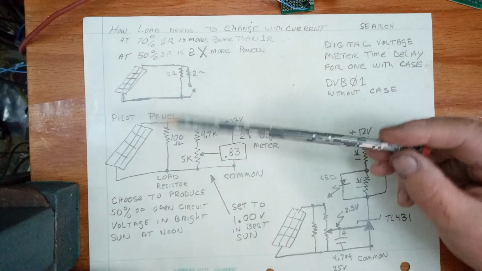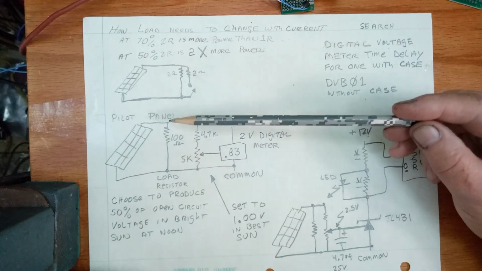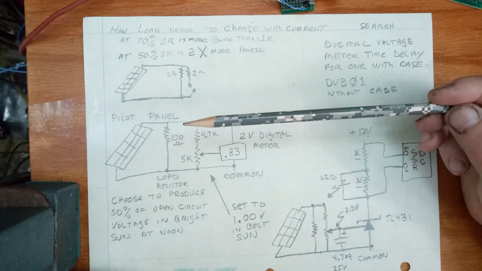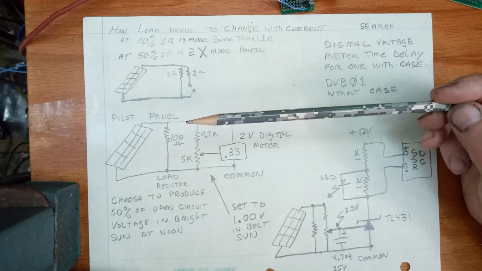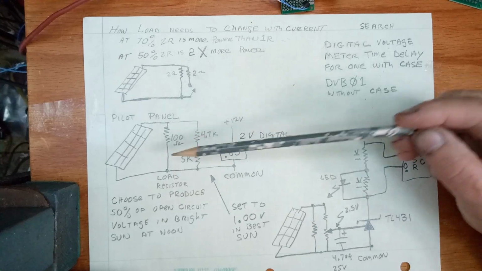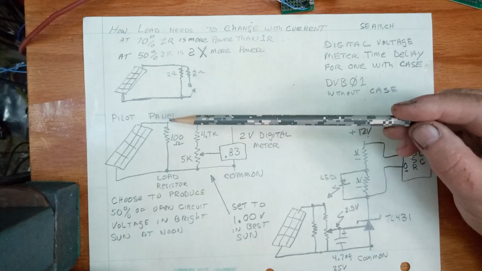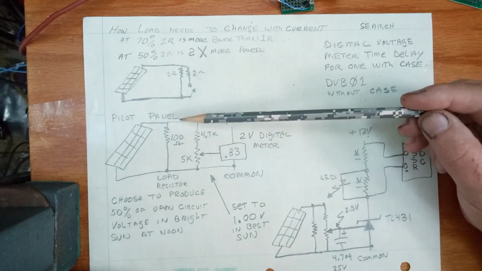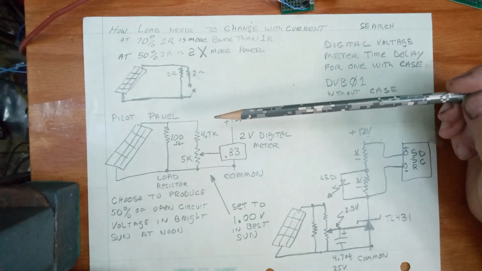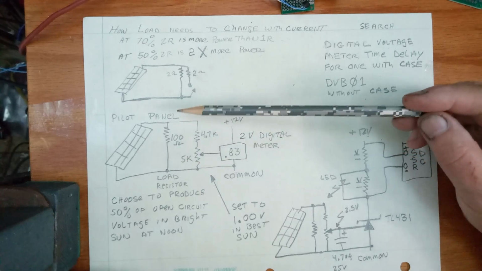So in my simple box over here, I have the pilot panel, and I load it down with a resistor. The resistor you want to choose is one where, in good sunlight, you get about 50% of the open circuit voltage. That makes sure you're always operating at the short circuit current. If you get up to power point voltage, power point is about 10% less current than short circuit, so you want to stay away from power point.